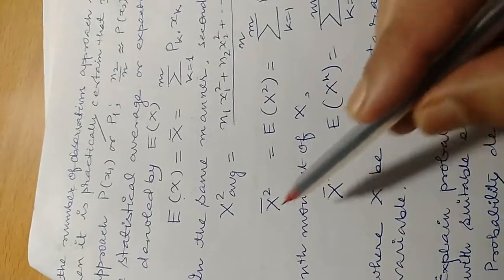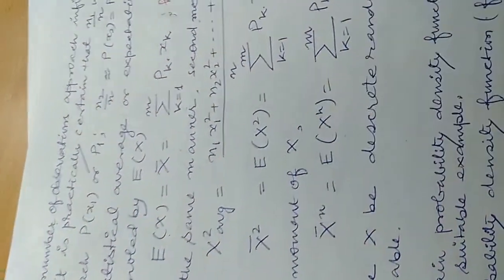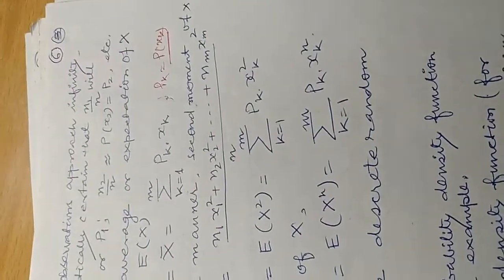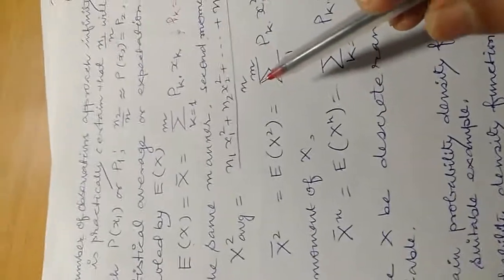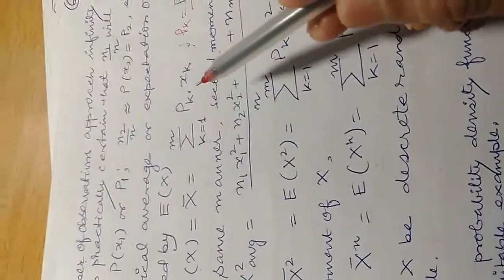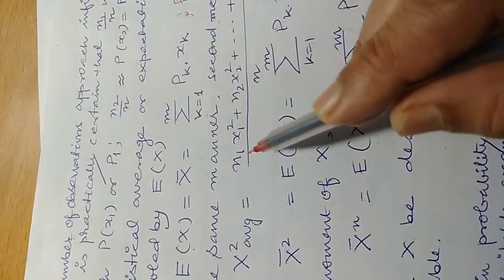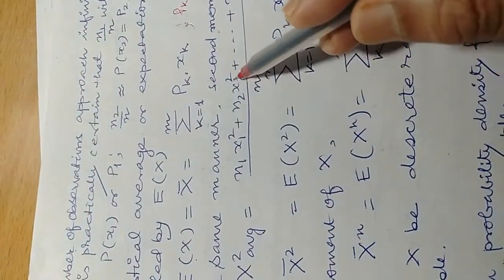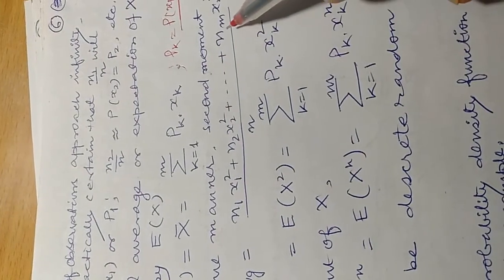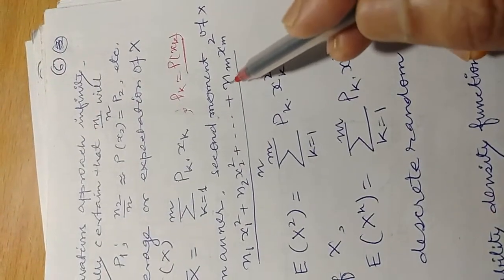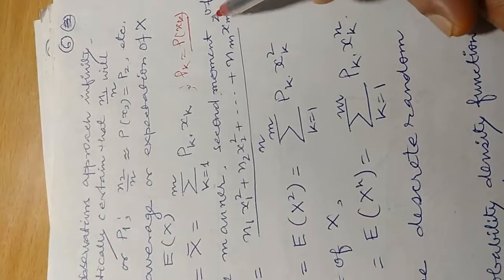Similarly, if you take the second order average, that is the square average, then you can simply write the sum: n1 x1 square plus n2 x2 square plus n3 x3 square plus dot dot dot plus nm xm square, divided by n.